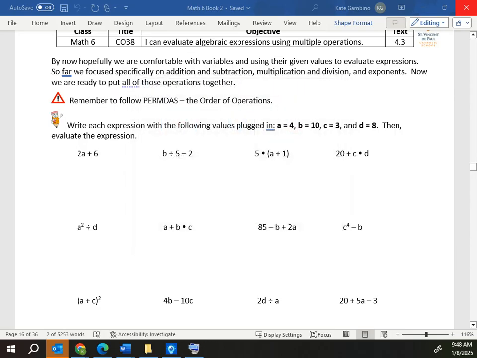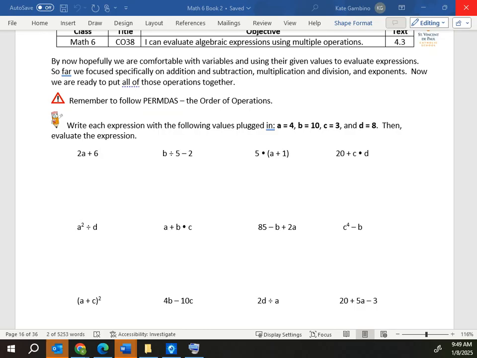Okay, so important thing to remember is that PERMDAS, the order of operations. We have to follow that when we have multiple operations. What do the letters stand for in PERMDAS? Who remembers? Bridget? Yes, that first P is parentheses. What is the E? Adeline? Exponents. What's the R? Lexi?